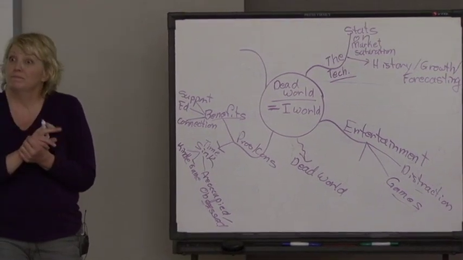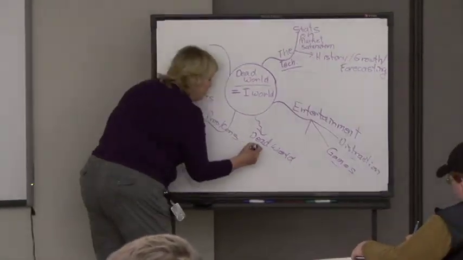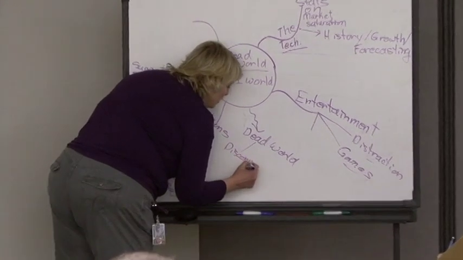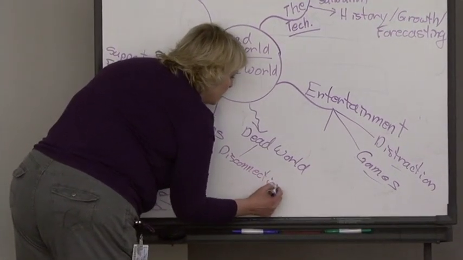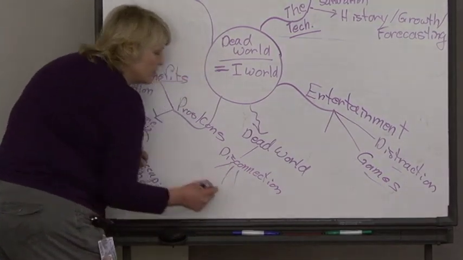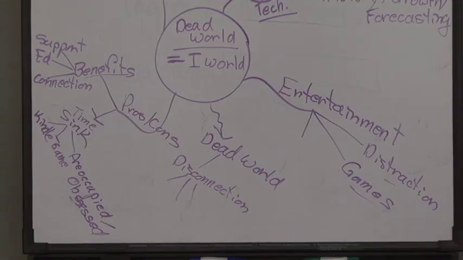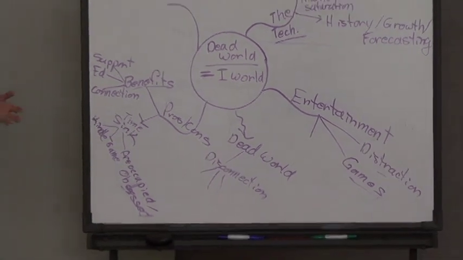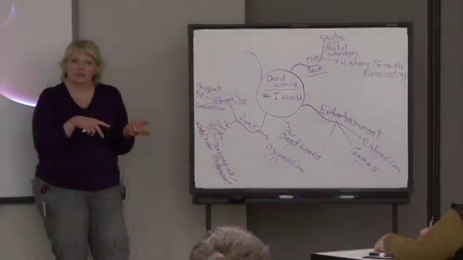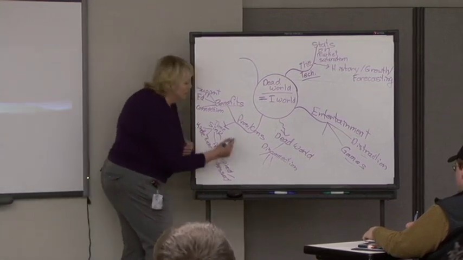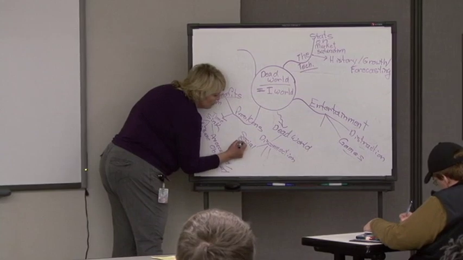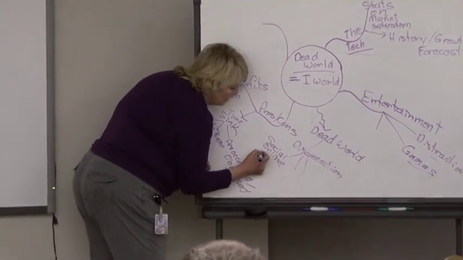Yeah? Disconnection from the sensible world. Okay. So that's good. So disconnection. But then how would you research and prove disconnection? Maybe they're being social, but not in the physical world. Maybe they're being social in the I world. Okay? So let's put that. Let's put social online instead of reality.